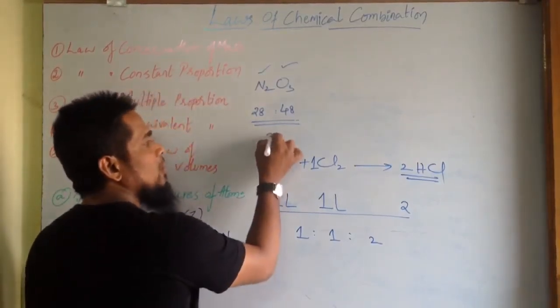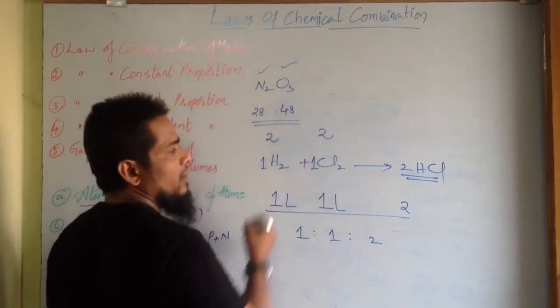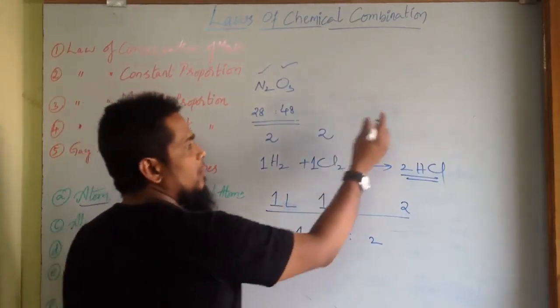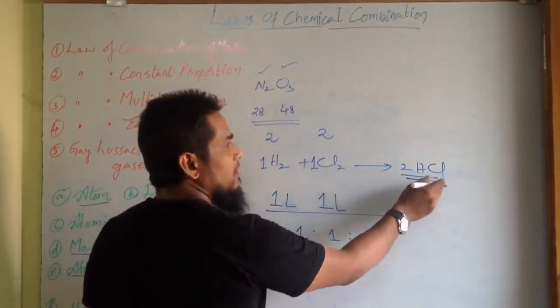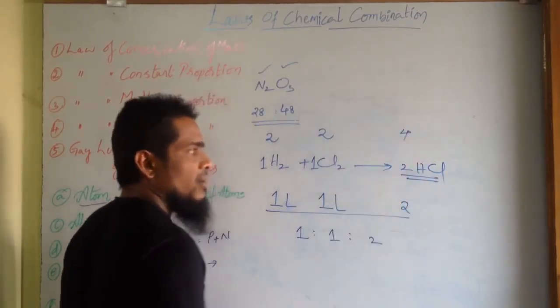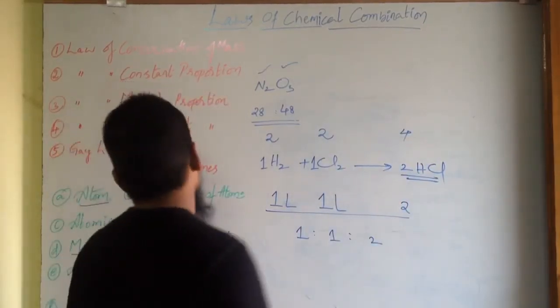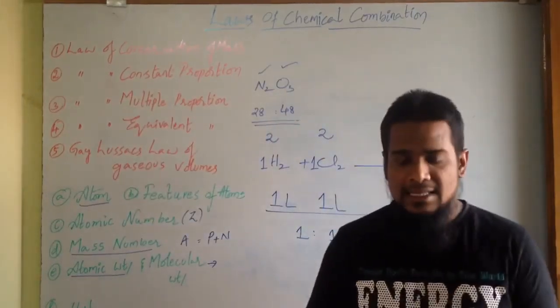For example, if I take 2 liters of hydrogen and 2 liters of chlorine, obviously how many liters of HCl will be formed here? Then 4 liters of HCl will be formed. So this is Gay-Lussac's law for gaseous volumes.